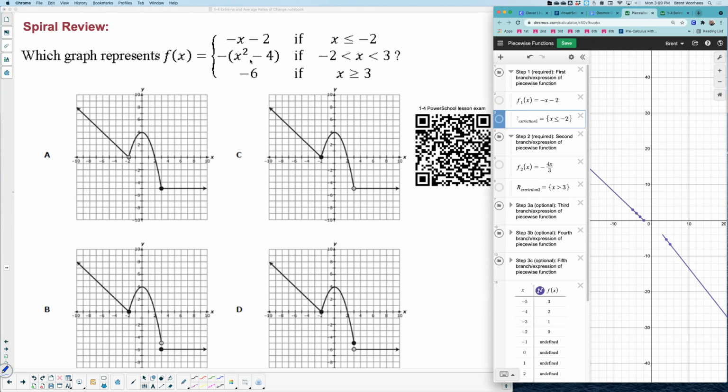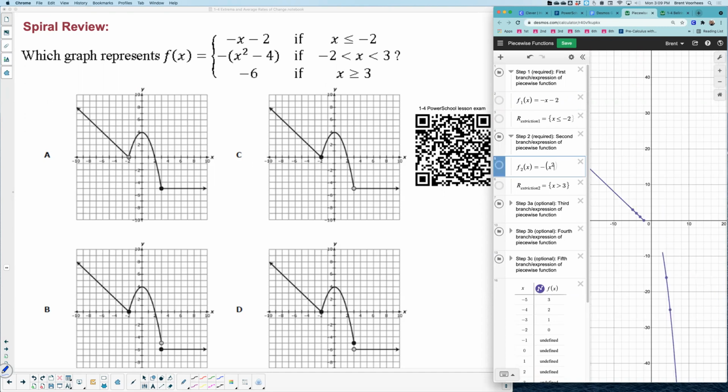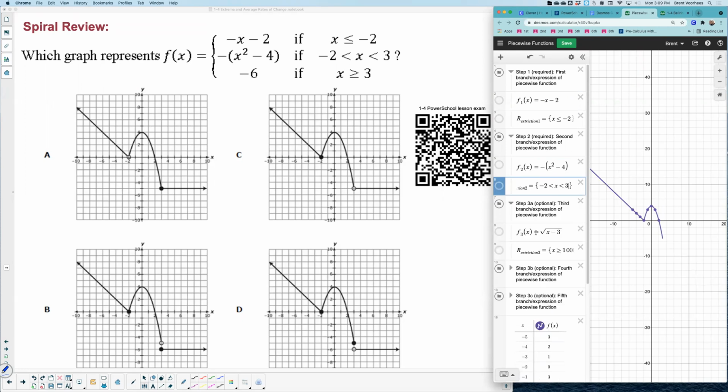The second piece of the graph is that we have a negative parentheses x squared, so it'll be an upside down parabola, minus 4 between the x values of negative 2 and 3. And then finally, we'll have a third piece. So I want to open this one up. We'll have a third piece, which is just negative 6, as long as x is greater than 3. And so there's the third portion of the graph.